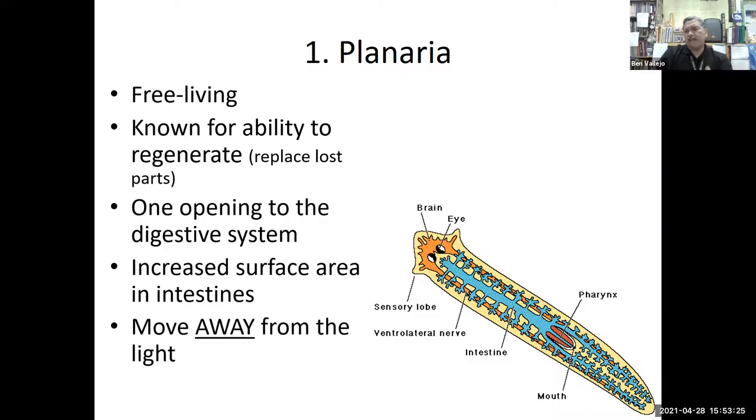And planaria are quite simple. They have a sensory lobe, which is like an ear. They have an eye, it says here, but you'll see some diagrams that say eye spot. And so with that eye spot, they can sense the difference between light and dark, and they will move away from the light.